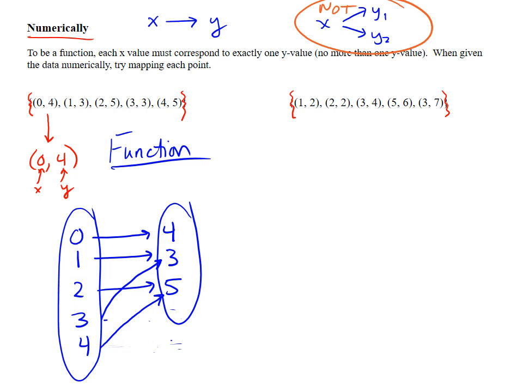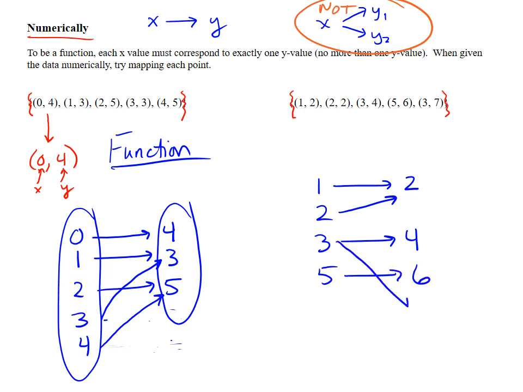Let's look at the second one. 1 goes to 2. 2 also goes to 2, so I'll write it that way. 3 goes to 4. 5 goes to 6. And then notice 3 pops up again, and it goes to 7. So because 3 pops up again, I actually use that 3 a second time to go to 7. Here we have an x value, 3, going to two separate y values. That makes this not a function.